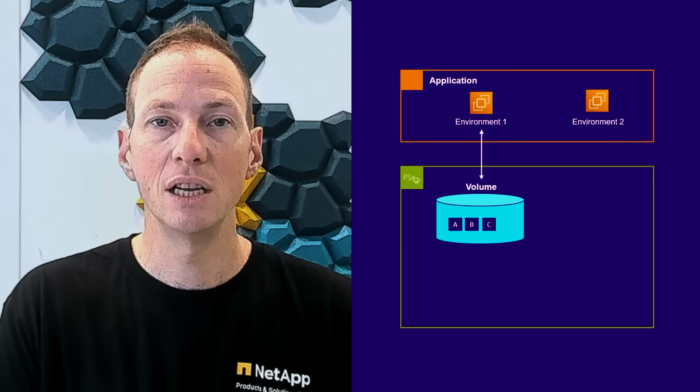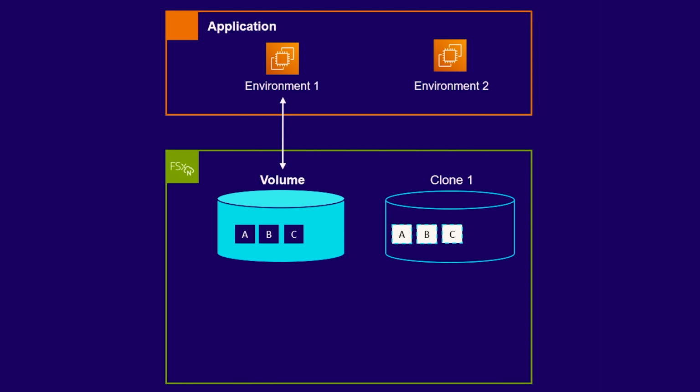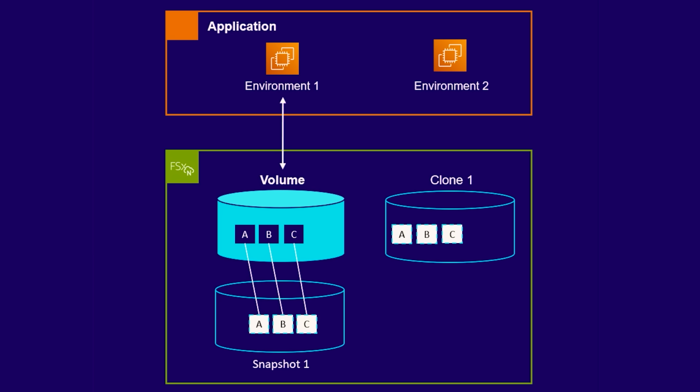An FSx for ONTAP thin clone volume is a point-in-time, fully functional copy of a volume. You can do anything you want with it, like any other volume. How is this achieved? An FSx for ONTAP thin clone is based on a snapshot, a read-only, point-in-time image of the source volume's data. Snapshots contain only pointers to the source volume's active data, and no data is copied. This is why they're created instantly.